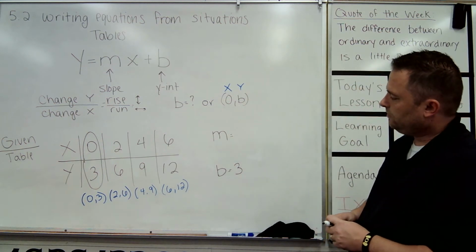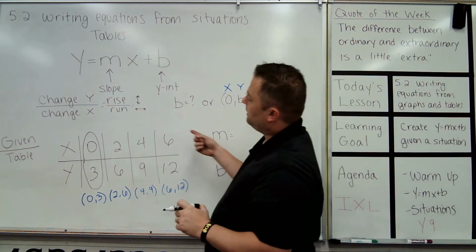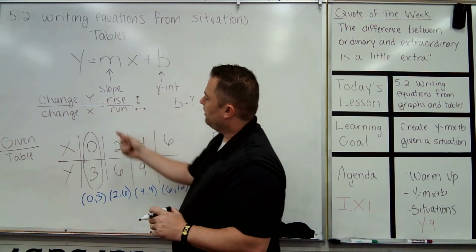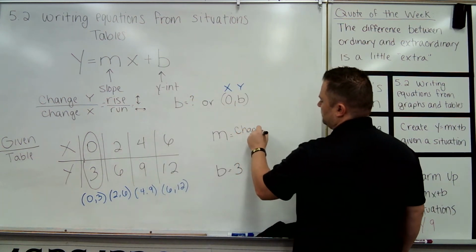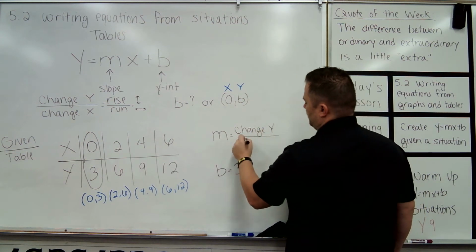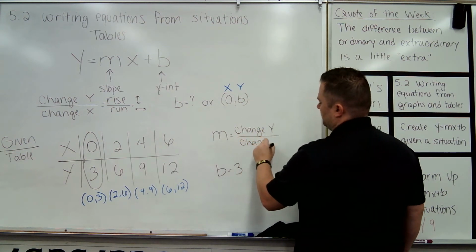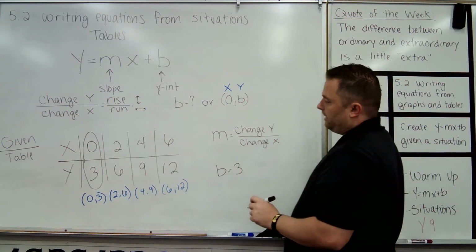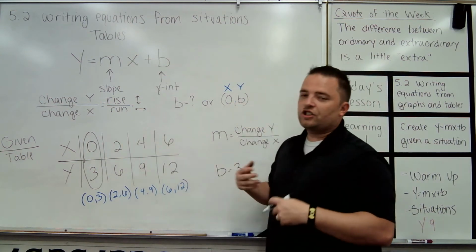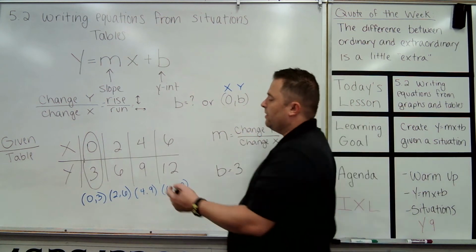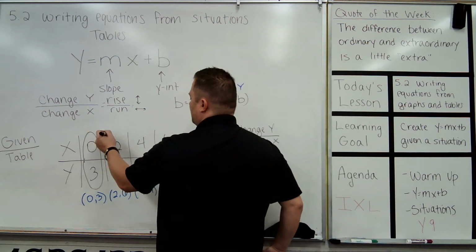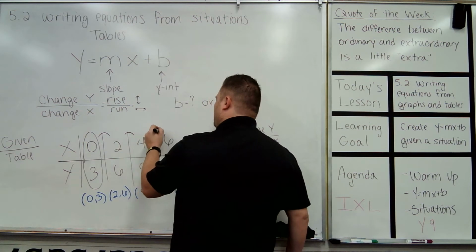Cool. Now my m, I just have to remember, is my change in y over the change in x. Meaning, I want to study how these numbers are changing. Not what they are, but how they're changing from one to the next. What do I have to do to get from 0 to 2, from 2 to 4, from 4 to 6?